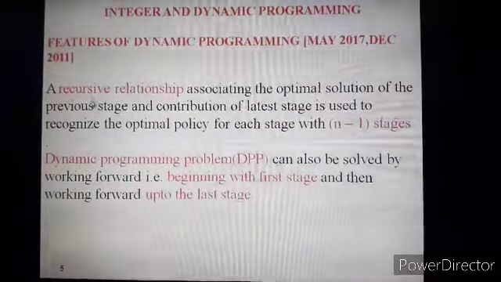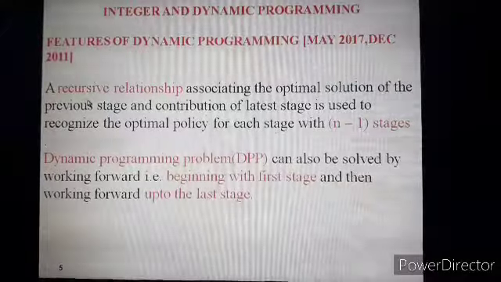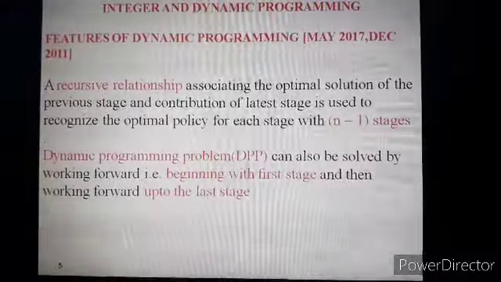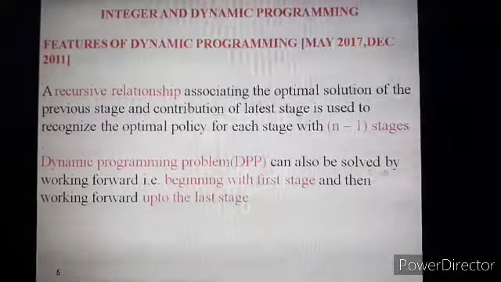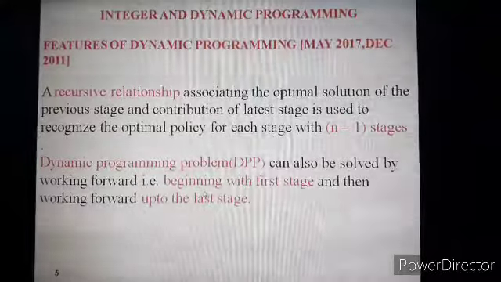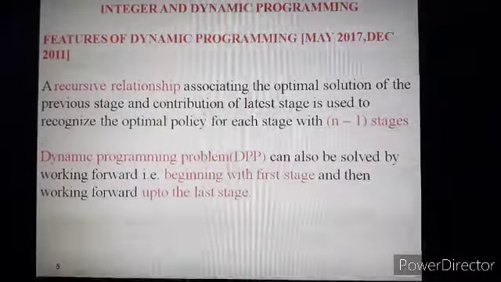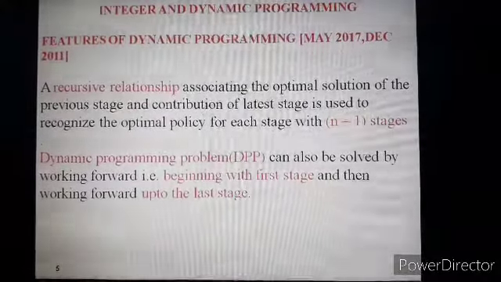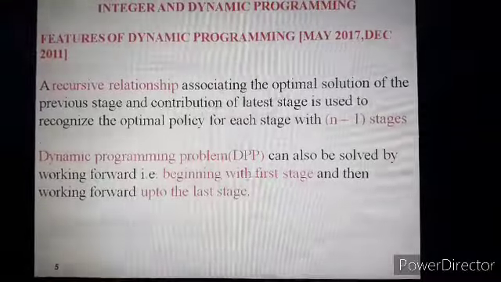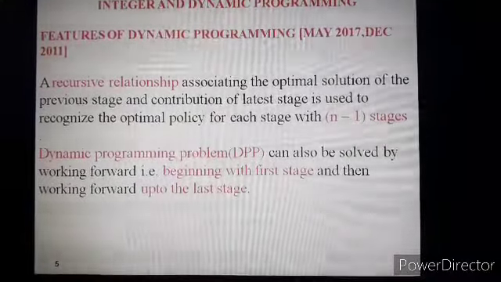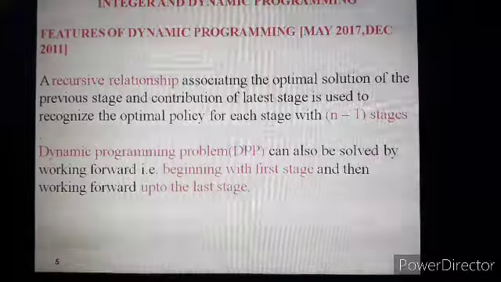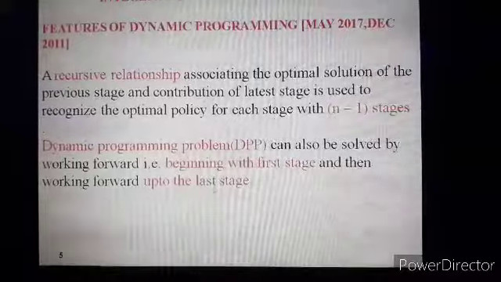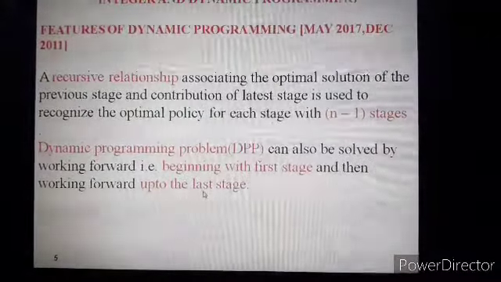Again, in dynamic programming, we have to develop the recursive relationship related to our optimal solutions, and this dynamic programming problem can also be solved by working forward, that is beginning with the first stage and then working forward up to the last stage. That means we have to start with the first stage, since we have to divide the problem into sub problems. So we have to take into account the stage of each and every sub problem, and we have to solve all these stages, and finally we get the solution as we approach the last stage.